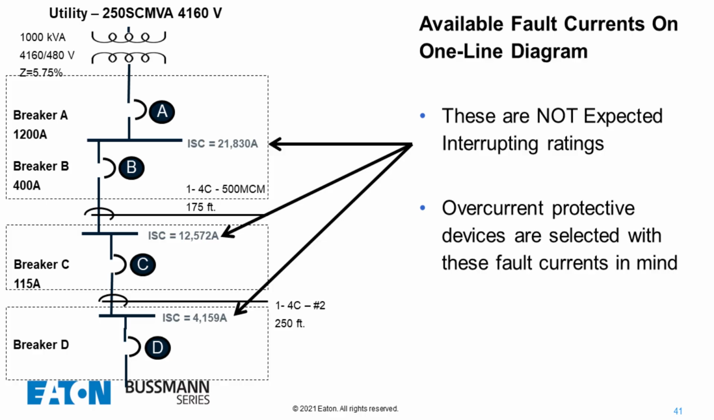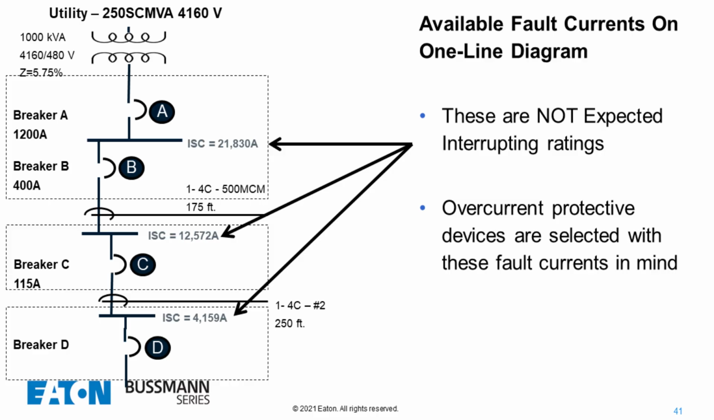Now the next thing we do is a coordination study, where we throw time current curves together. Let's go over this real quick. A is a 1,200 amp breaker. B is a 400 amp breaker. C is a 115 amp breaker. And then D is your 20 amp breaker. I didn't put that down there, but it is.